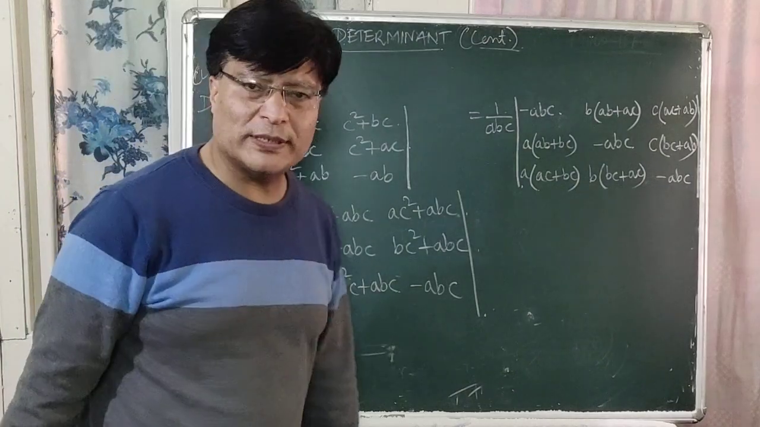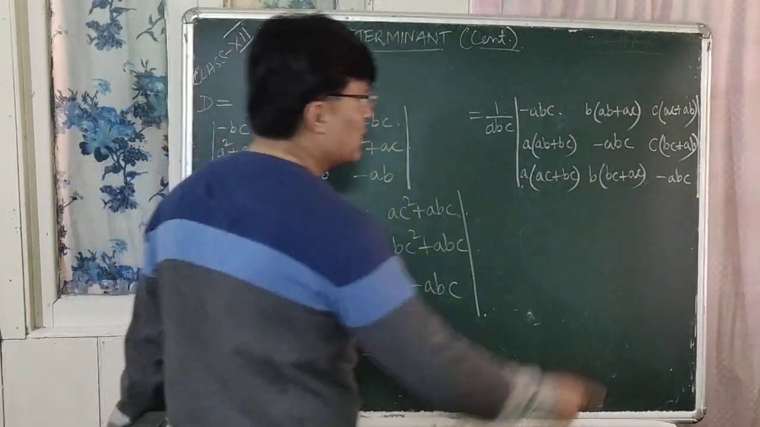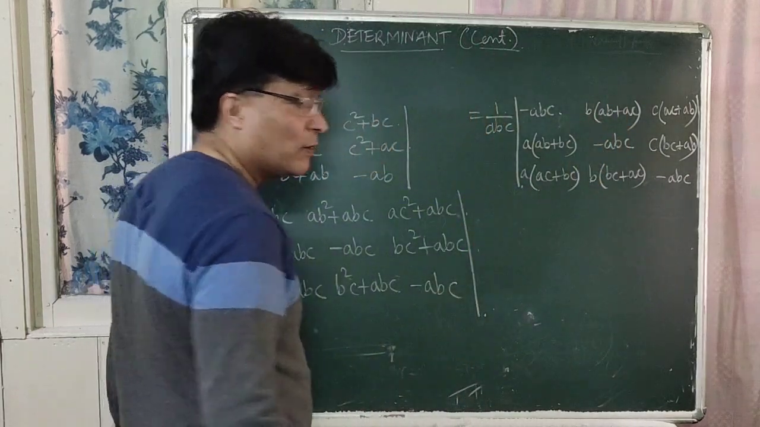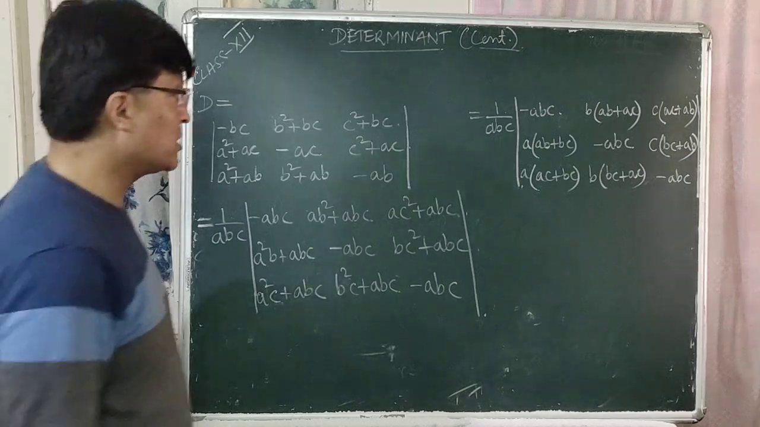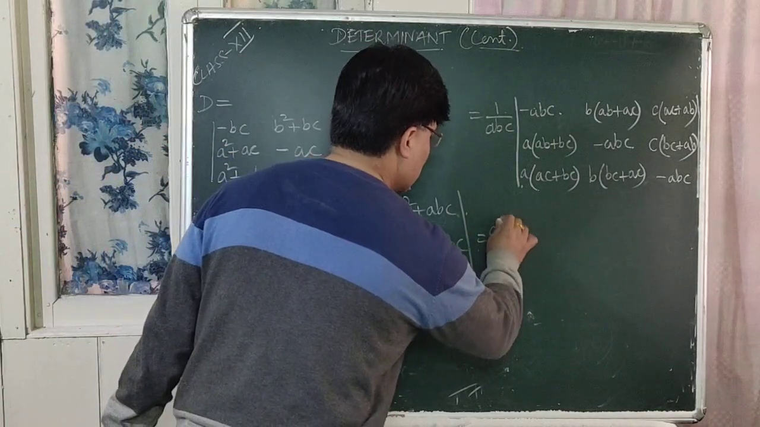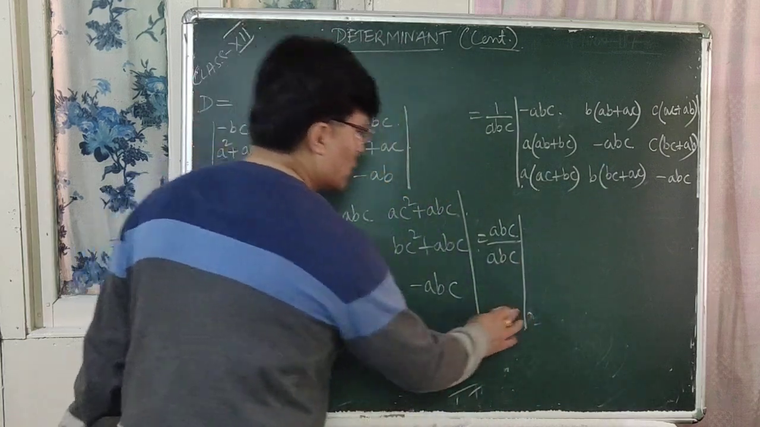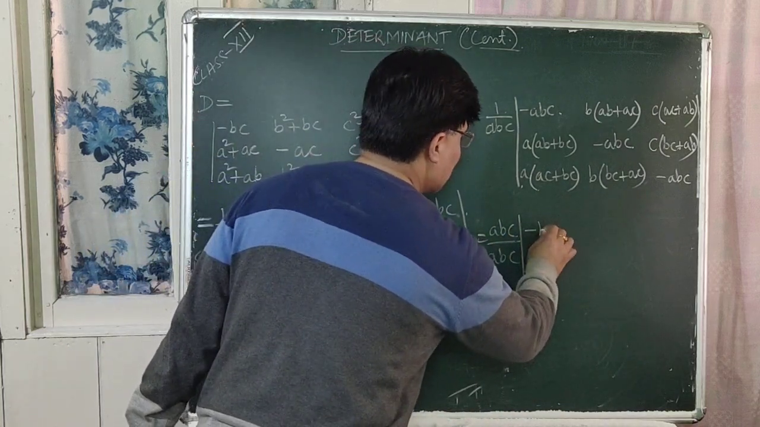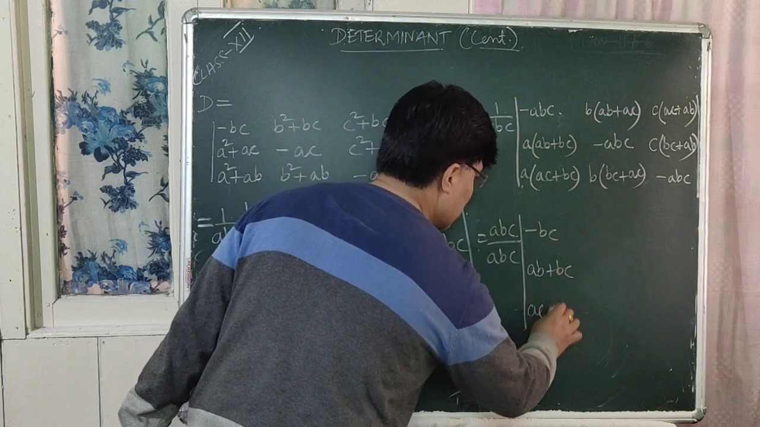So next, what will you do in the next step? From the first column you take A common. From the second column you take B common. From the third column you can take C common. That is ABC is taken outside the determinant, which is equal to ABC divided by ABC, right? So write in the first column minus BC, AB plus BC, then AC plus BC.